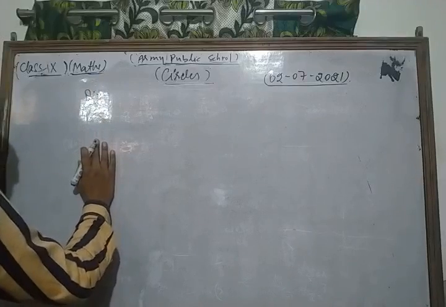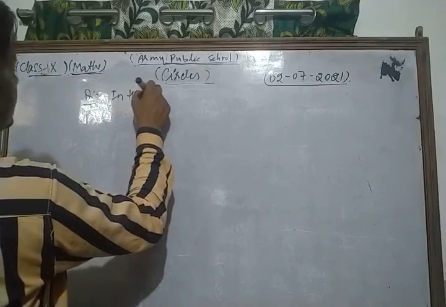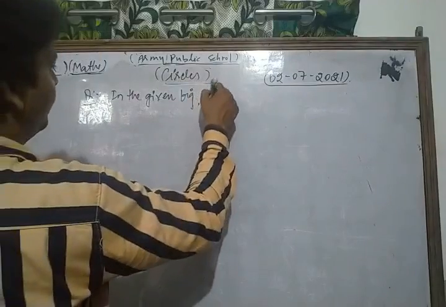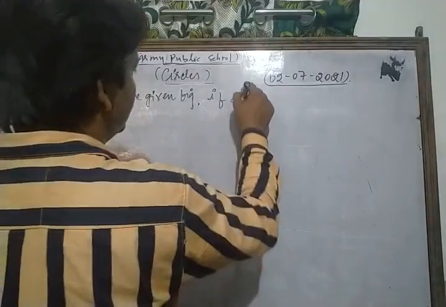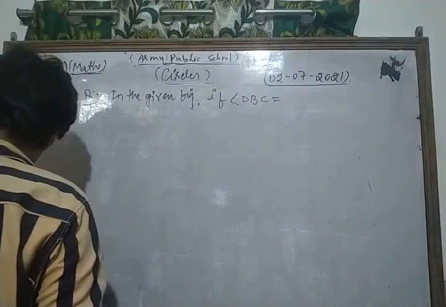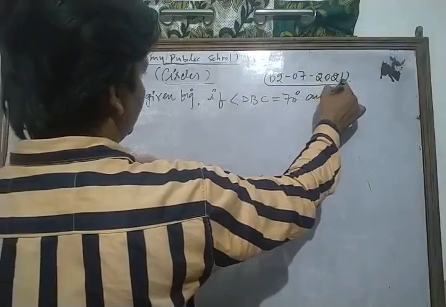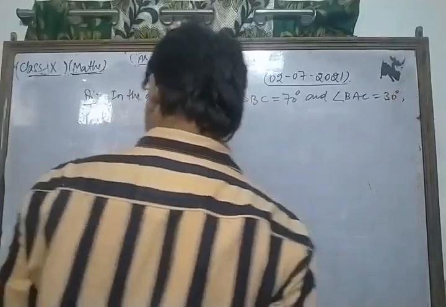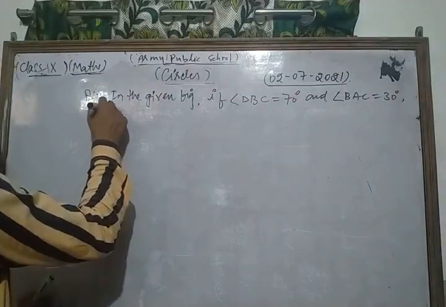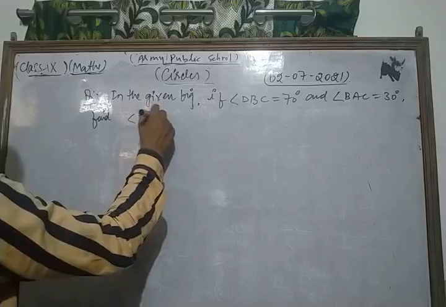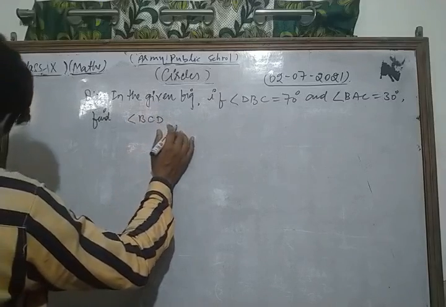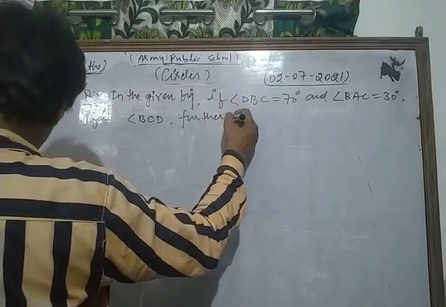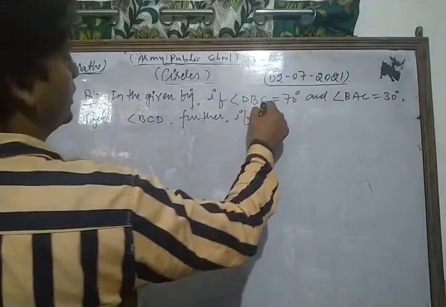Your question is: in the given figure, if angle DBC is 70 degrees and angle BAC is 30 degrees, find angle BCD. Further, if AB is equal to BC.